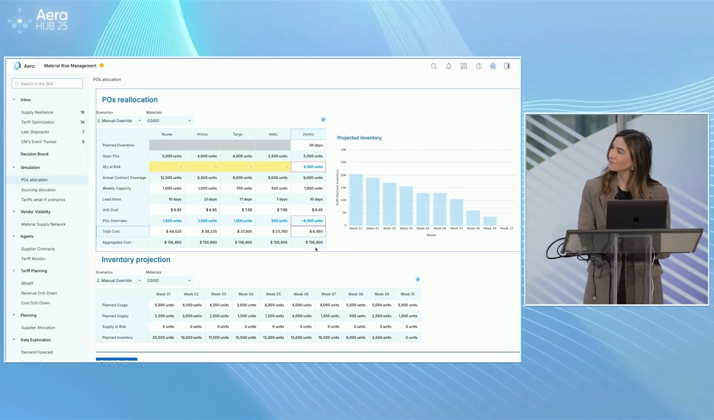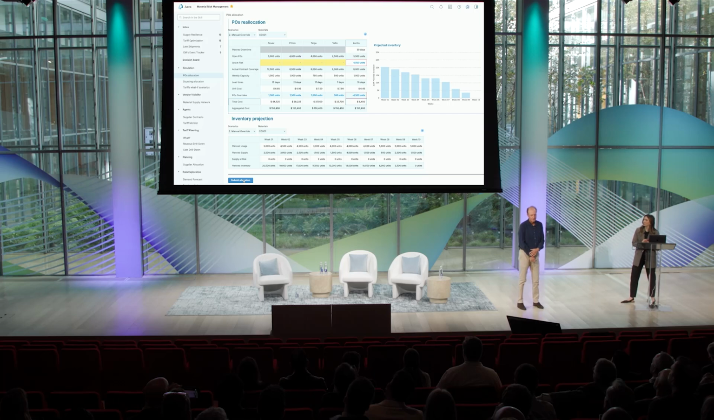Yeah, the cost is increasing. Okay, so you probably have to submit this to someone so that they actually make the PO changes. Right, so I submit this reallocation so that the POs can be created for the additional quantities with these suppliers, and similarly, I could send communications as well.